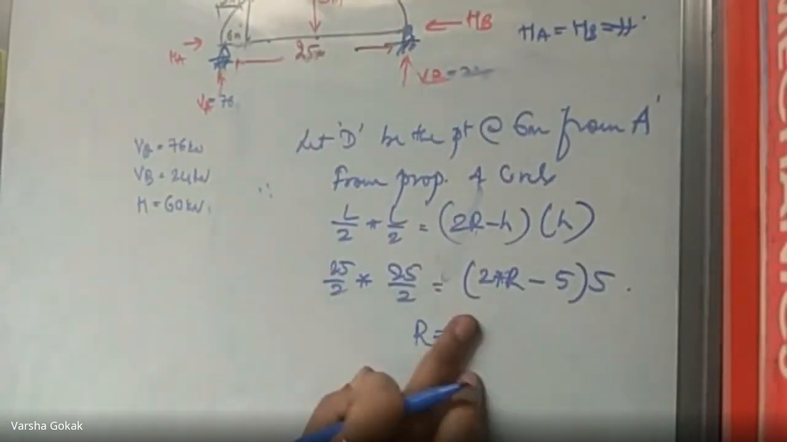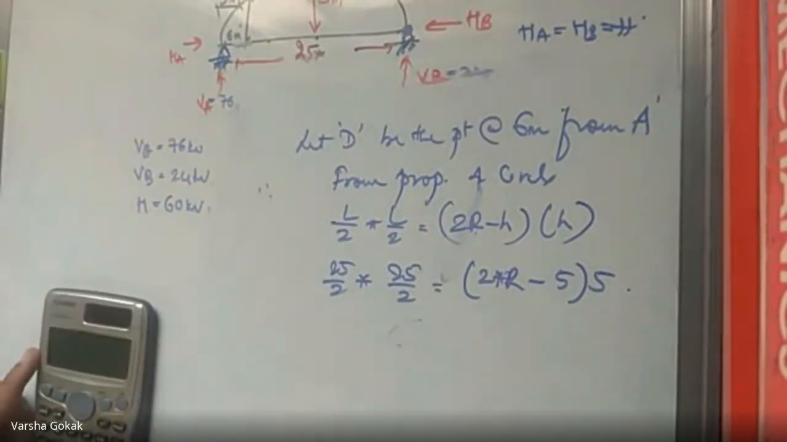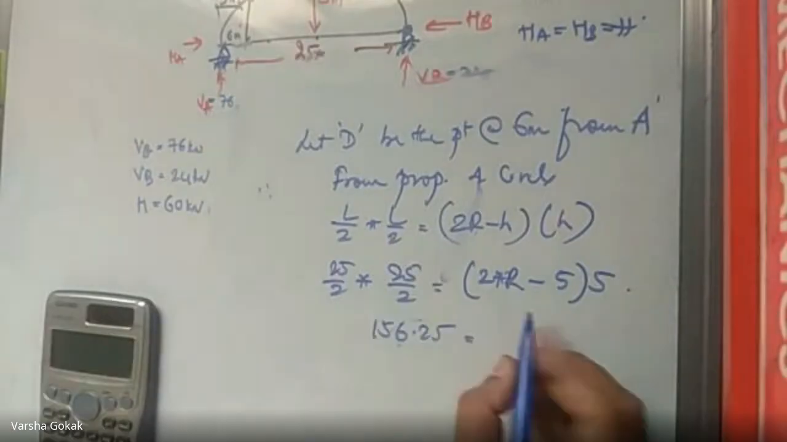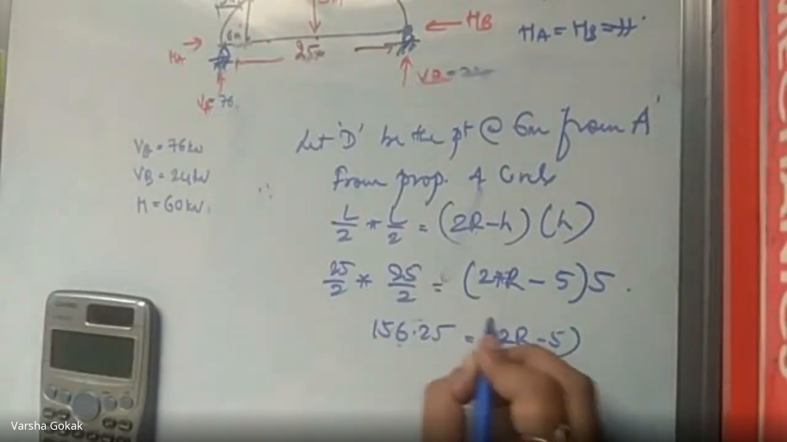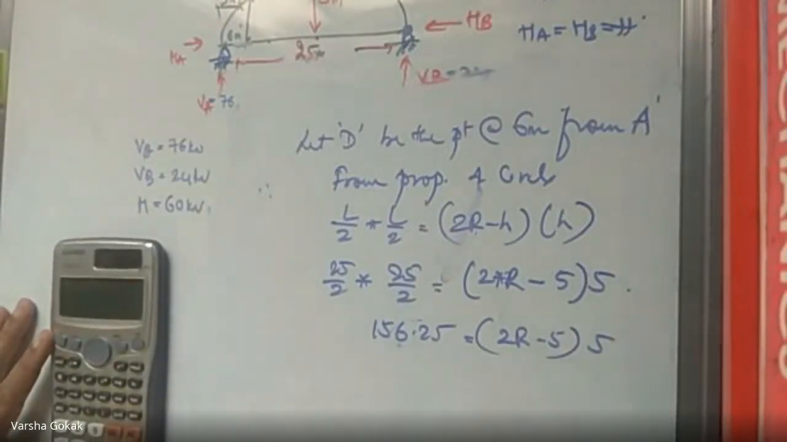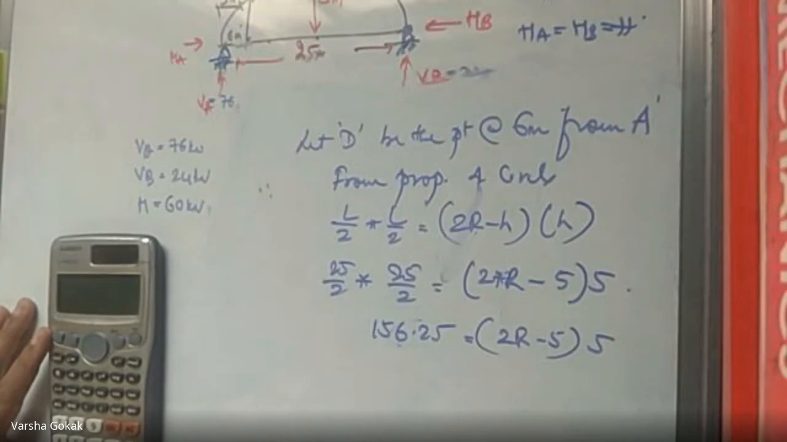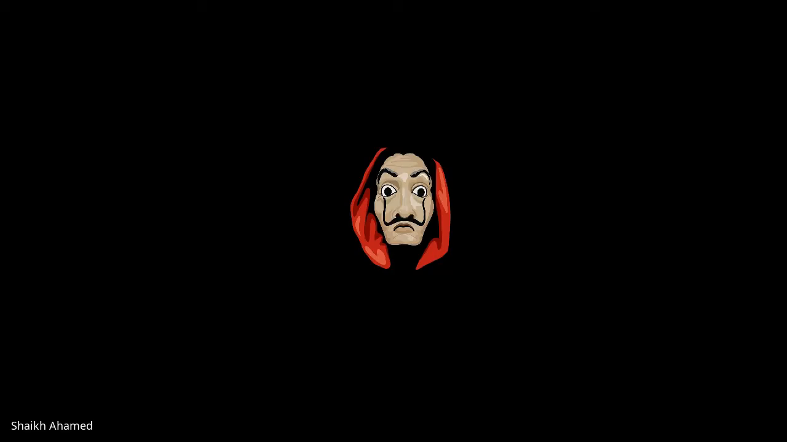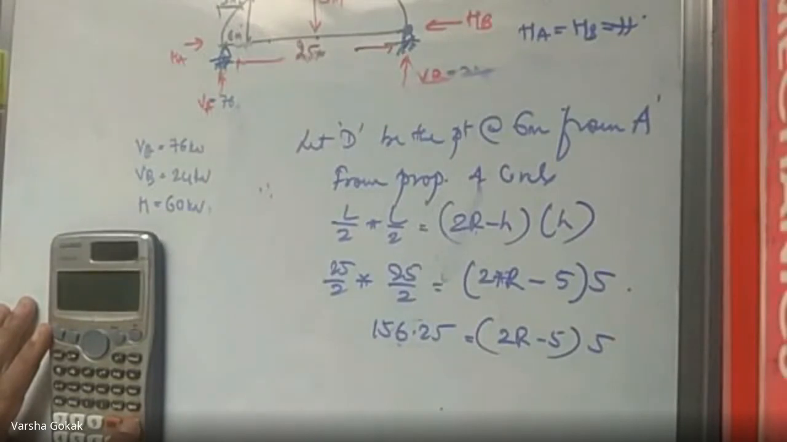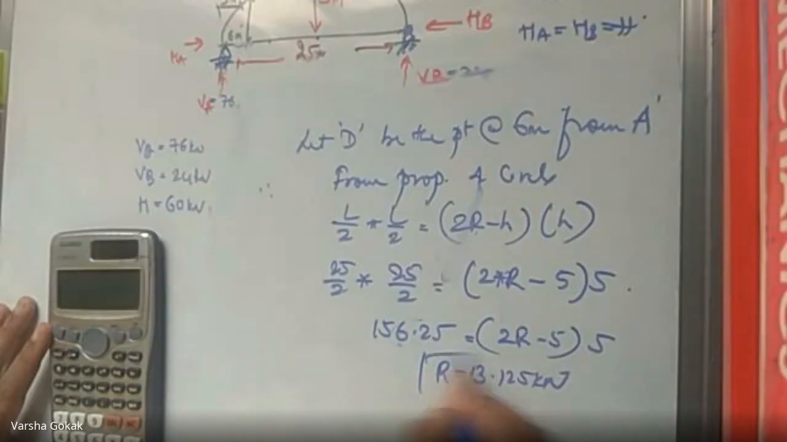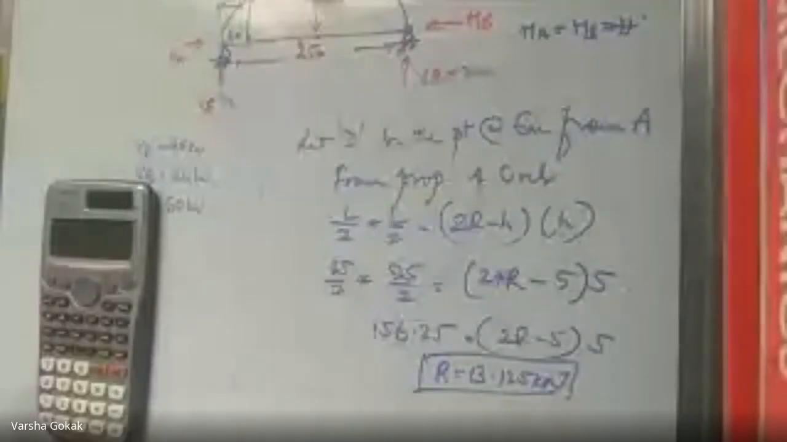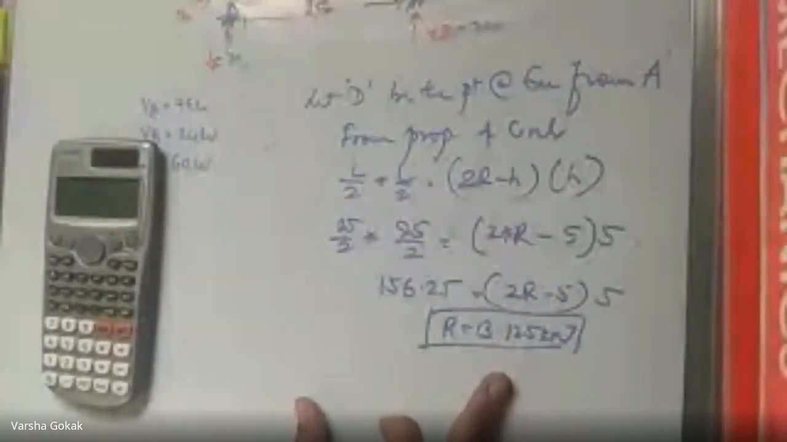This is 12.5 into 12.5. Firstly, how much is 12.5 square? 156.25. Yes. This is equal to 2 times R minus 5 into 5. So from here 156.25 divided by 5 minus 5 divided by 2. 18.125? 13.125. Yes. You've calculated correct. Your answer was correct, 13, but I think you read it as 18. So your radius is how much now?